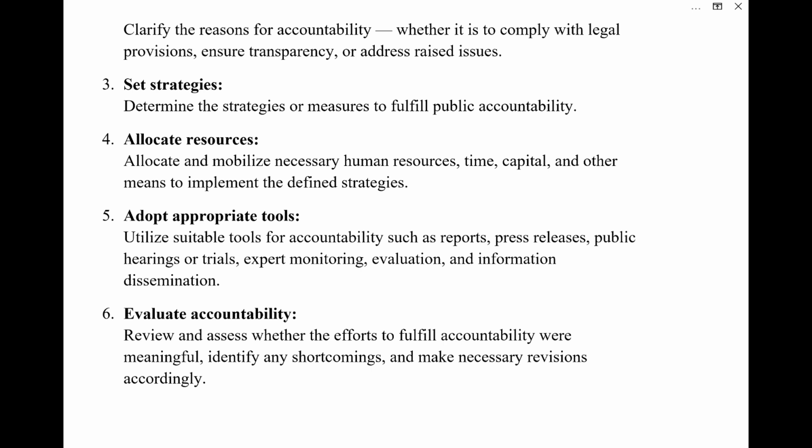Evaluate accountability. Review and assess whether the efforts to fulfill accountability were meaningful. Identify any shortcomings and make necessary revisions accordingly.